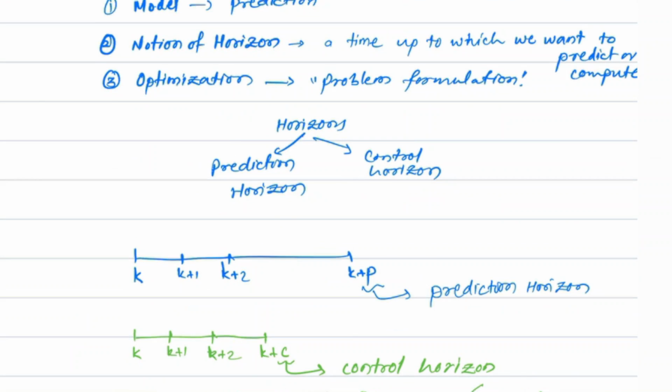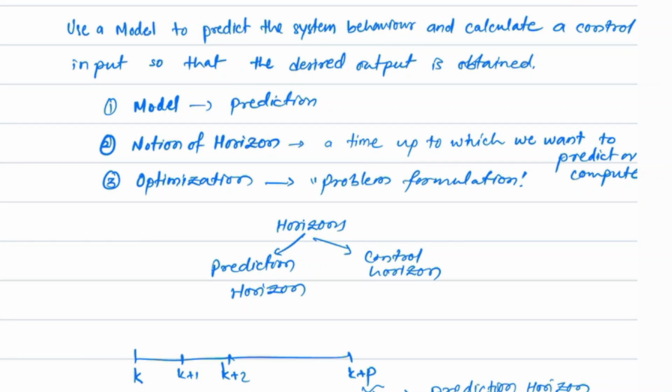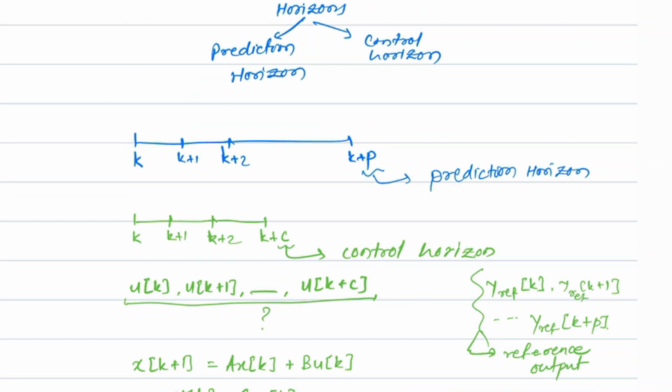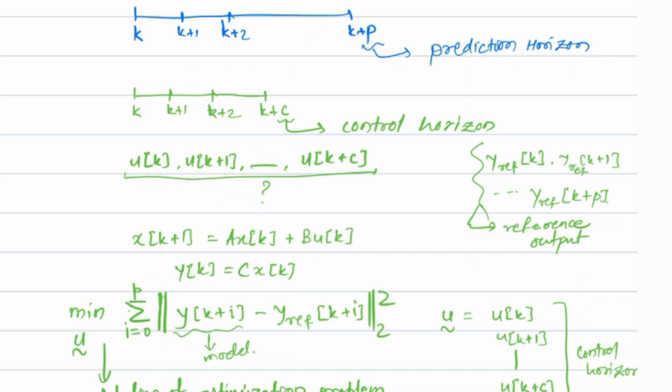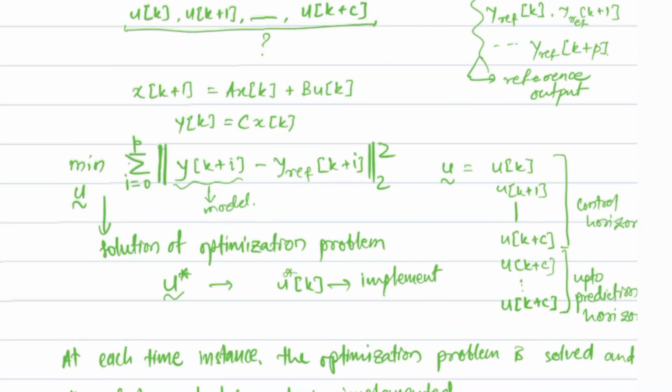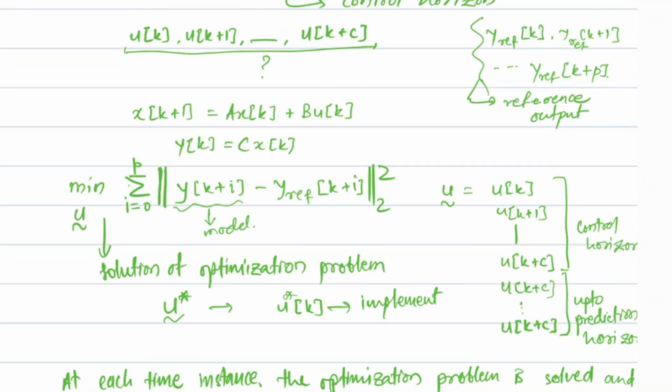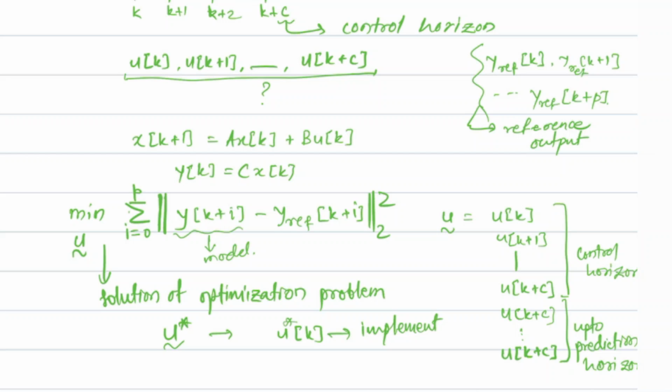Okay, so in summary, we are using model to perform predictions, and among the possibilities of control input which you can give, you are finding out the inputs called optimal inputs in this particular case because we are solving an optimization problem, so that the reference and your model output match. So I think that's all I wanted to discuss for today on MPC. If you have any questions, you can ask.